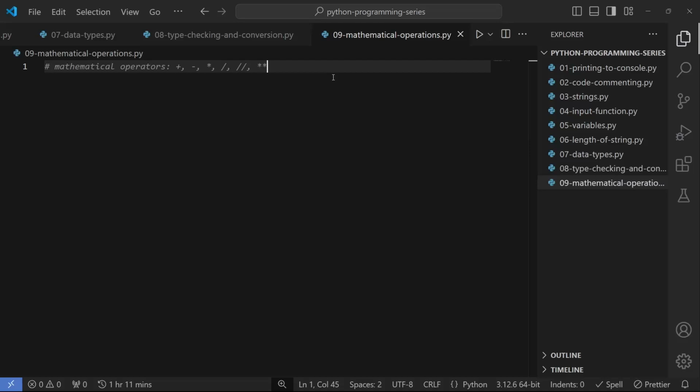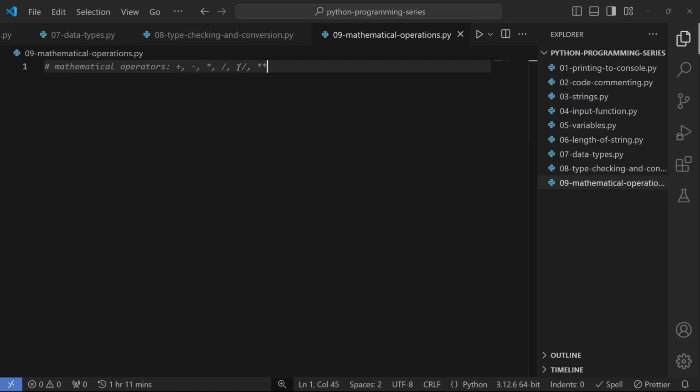So in this video, we'll be considering mathematical operators. With your integer and floating point numbers, you can perform some basic mathematical operations. You can actually perform whatever mathematical operation you want, but in this video, we'll be considering these basic mathematical operators like addition, subtraction, multiplication, division.